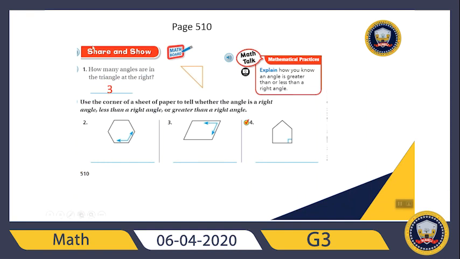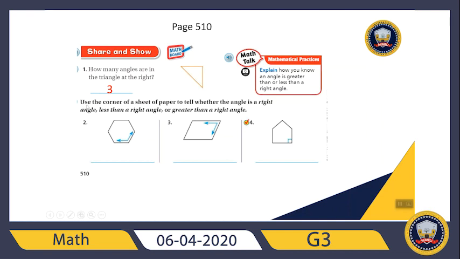Coming to this part on the page, how many angles are in the triangle at the right? In this triangle, how many can you see? Well, one endpoint is here, one is here, and one is here, with less than a right angle here, less than a right angle here, and one right angle here. So in total there are 3 angles.